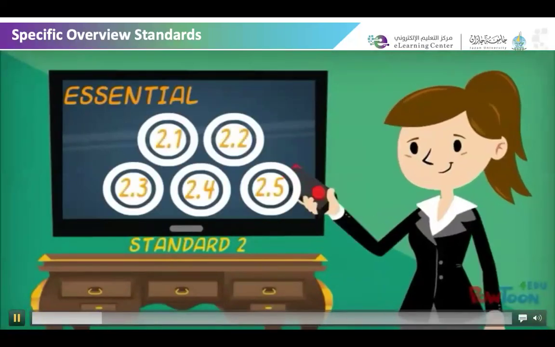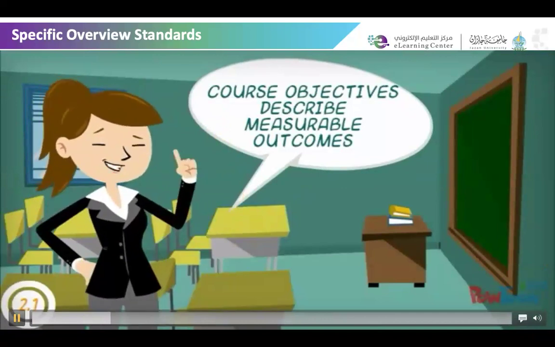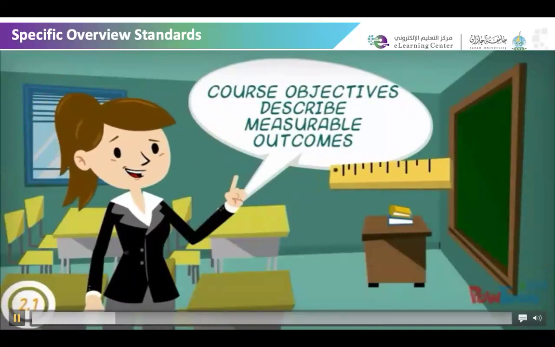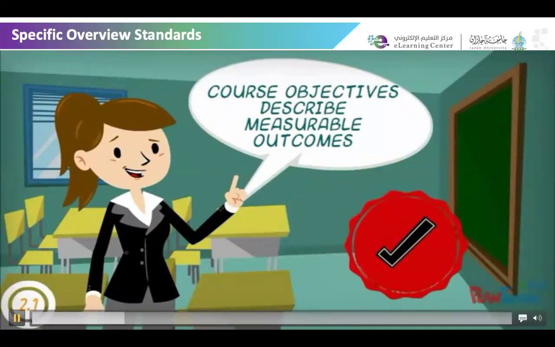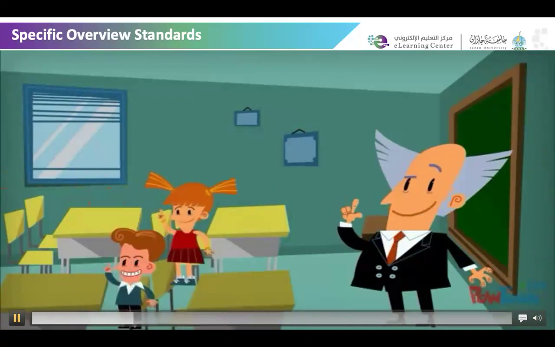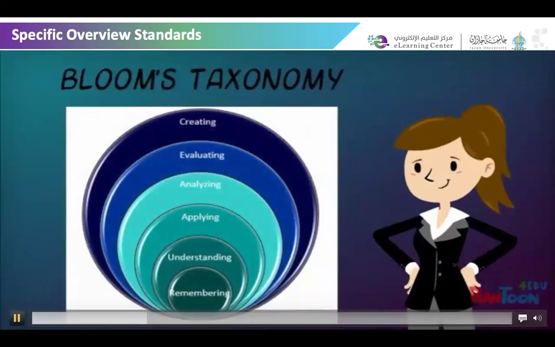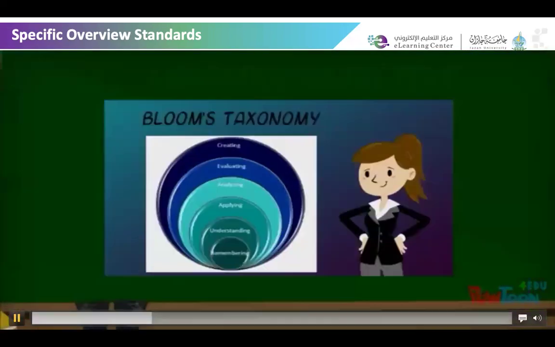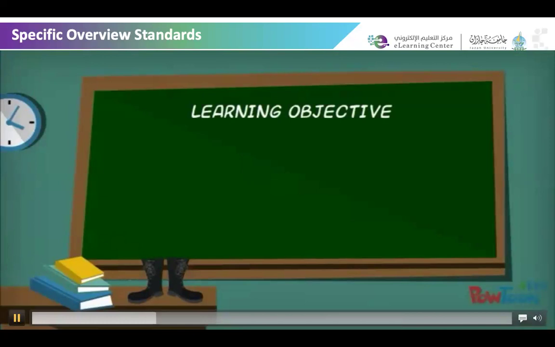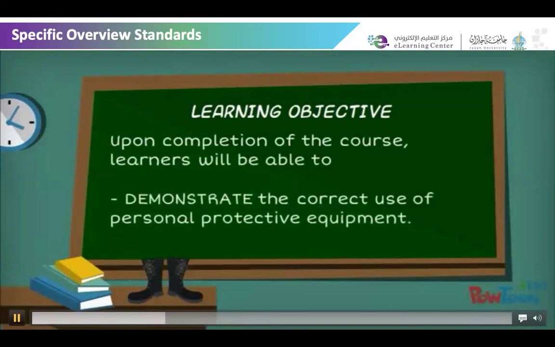There are 5 essential elements in the second standard. 2.1 states that the course learning objectives should describe measurable outcomes. Measurable learning objectives, as stated moments ago, describe what students will learn and be able to do upon successful completion of the course. How will the instructor know that the students meet the expectations? A measurable objective is observable, includes an action verb, and describes mastery level. Bloom's taxonomy can be a useful resource in developing measurable learning objectives. Here's an example from the Quality Matters rubric. Upon completion of the course, learners will be able to demonstrate the correct use of personal protective equipment.